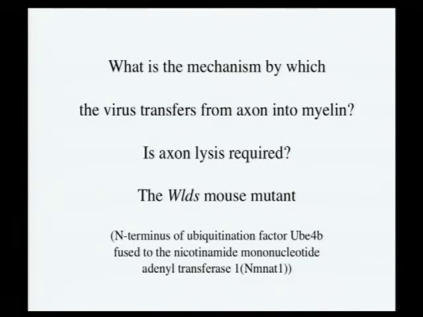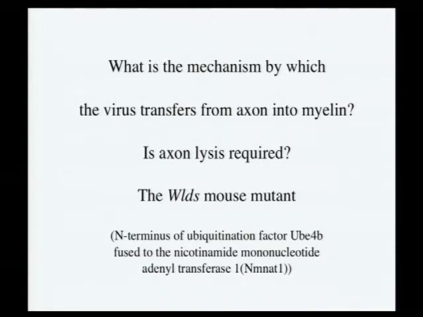Now, what is the mechanism by which the virus traffics from the axon into the myelin? This virus is a picornavirus, and picornaviruses have the reputation of being very cytolytic. So one first question is, probably those neurons are going to die at some point, and is the axon lysed by the death of the neuron, and is axon lysis required for the virus to be released and to infect the myelin through some kind of receptor-dependent entry?